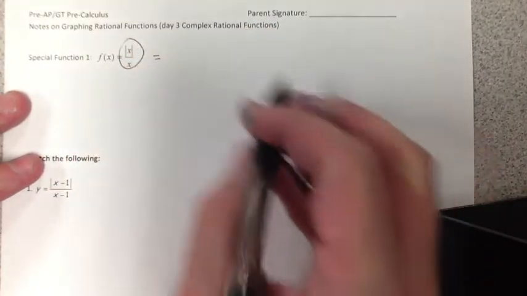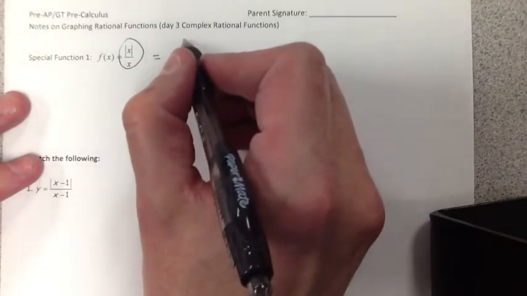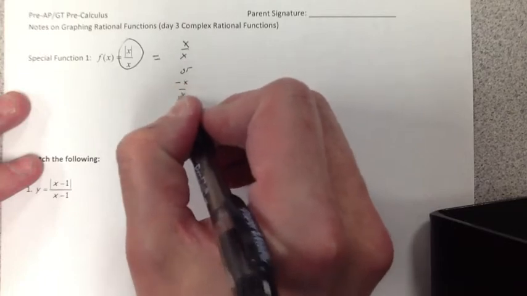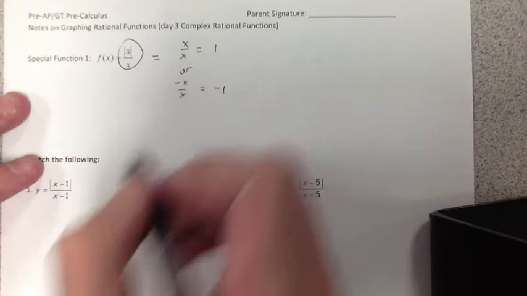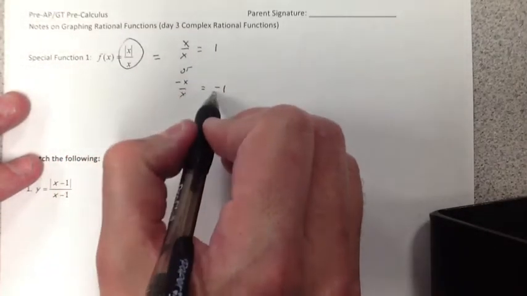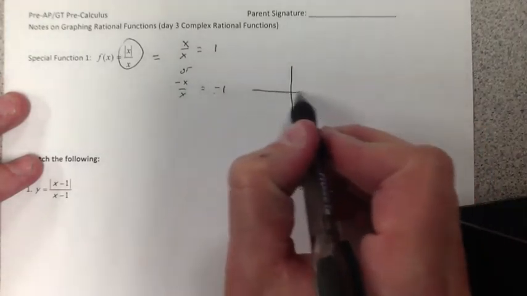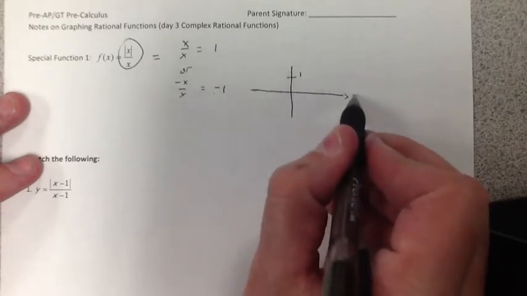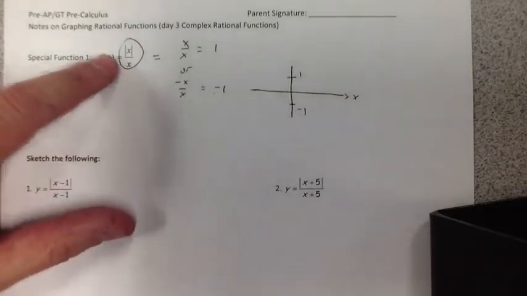Recall, if I were to split this one up because of absolute value, I would get two equations. I would get x over x, or I would get negative x over x. And this one, of course, becomes 1, and this one becomes, of course, negative 1. So what that's telling me is that the function is either 1 or negative 1. And if I wanted to graph this, the y value is either going to be positive 1 or negative 1.